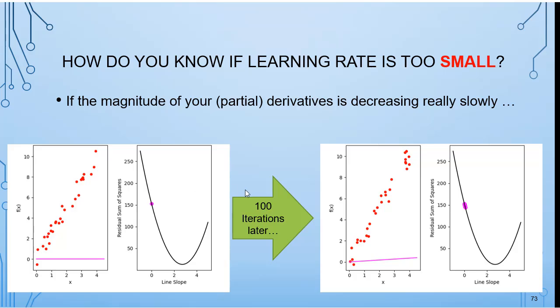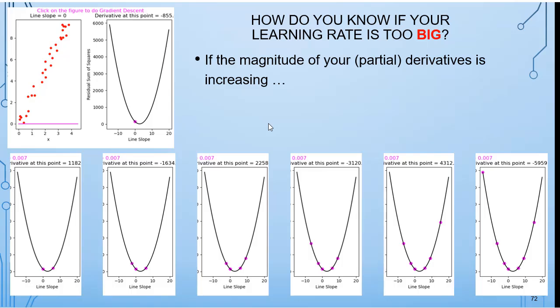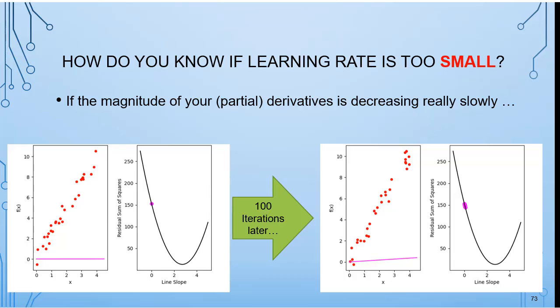Also, if you are doing a ton of iterations and you're not moving very much at any given time, well, your learning rate is probably a little bit too small, right? And so you can also look at what is the residual sum of squares. Is it getting bigger and bigger instead of smaller and smaller? Then your learning rate is probably too big, right? And if it's changing very, very slowly, then maybe you want to increase it a little bit.